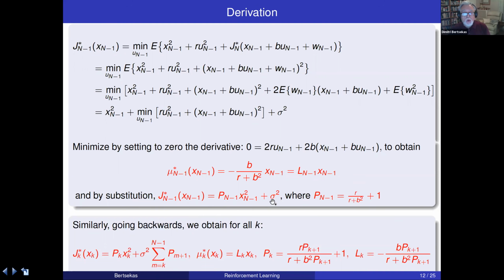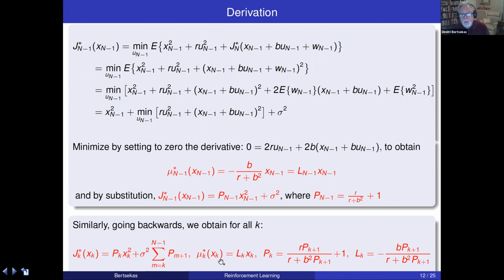So we go backwards in the same way because the essential elements of this calculation are maintained. The cost is quadratic, and then plugging in during the same calculation gives, and going backwards for all k, we obtain the optimal cost function to be a quadratic plus a constant. This is a constant. And these P_k's are scalars that are generated recursively going backwards by this formula. Now, I can't explain this formula. It's just what comes out from this calculation.